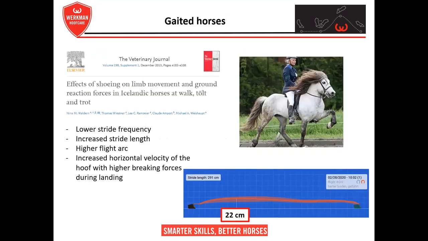And we have a closer look at the gaited horses, because I think in this discipline, one of the most common shoeing aims is to increase weight in the hooves to improve the gait quality. If horses are shod with heavier shoes in the front, a Swiss research group showed that you have a lower stride frequency, increased stride length, higher flight arc, and more velocity of the hoofs in the swing phase, but also higher braking forces during landing. Of course, if the limb is higher and faster, you have more peak forces during landing. And this is also a critical thing, in particular if you see the hard and quite fast surfaces these horses are walking on.